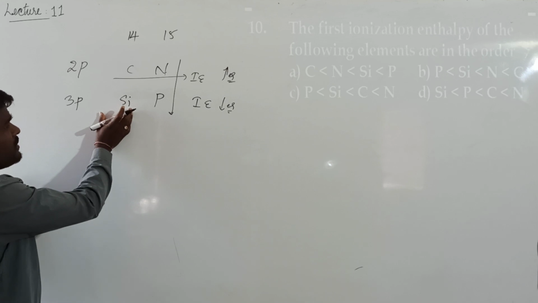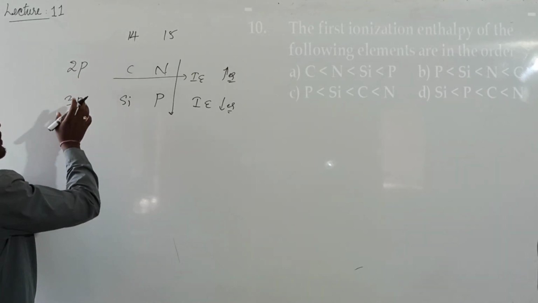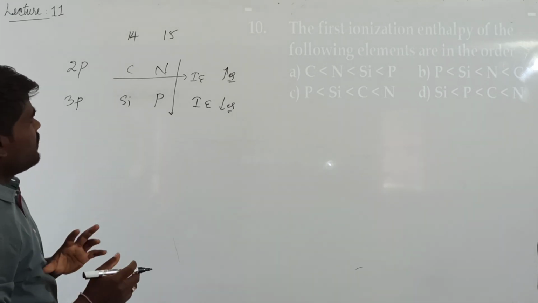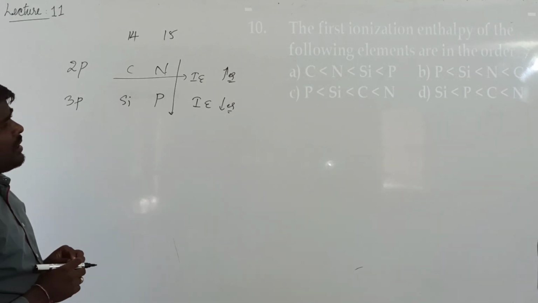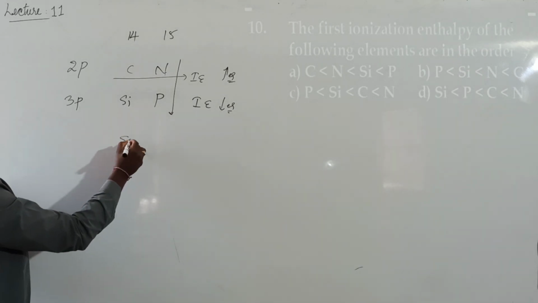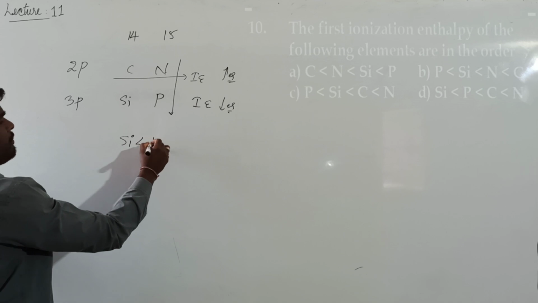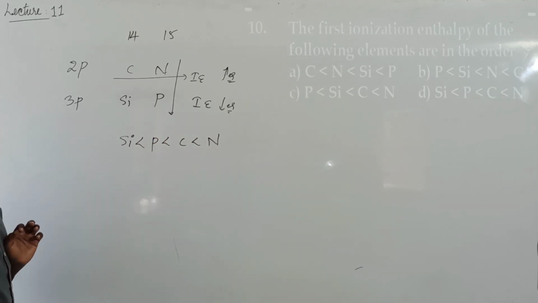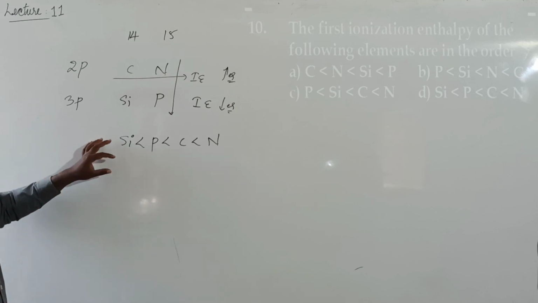Here the order has to be such that we take the second period and the 15th group. So if you want to write the increasing order, what comes here? Silicon, followed by phosphorus, followed by carbon, followed by nitrogen, is the increasing order. How do I take silicon?